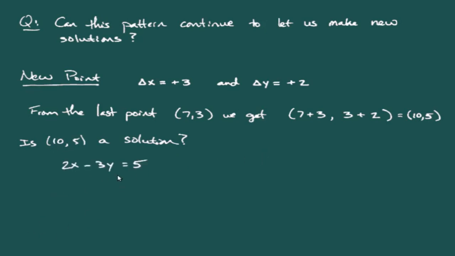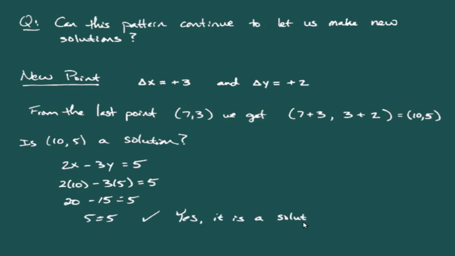Well, how do we go about checking that? We just plug it in and confirm it. So 2x minus 3y is equal to 5. If x is 10, y is going to be 5. 2 times 10 gives us 20, 3 times 5 gives us 15, 20 minus 15, sure enough we have 5 is equal to 5. And so yes, this way of generating a new point with the pattern that we observe from the other points actually does work to give us new solutions.